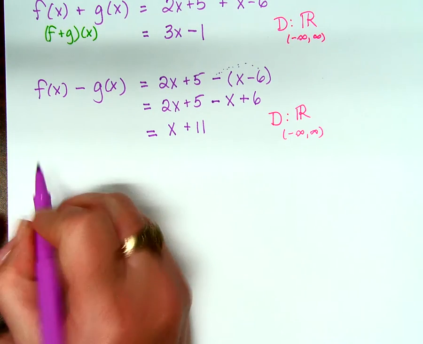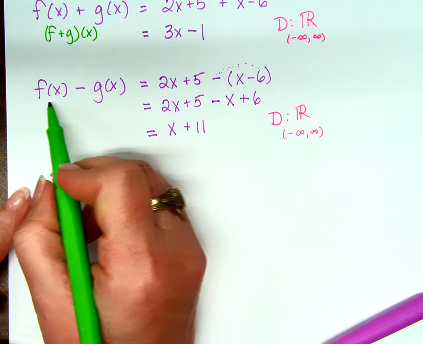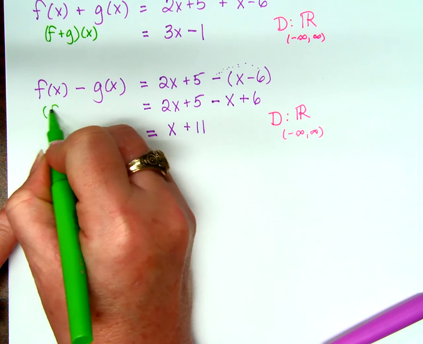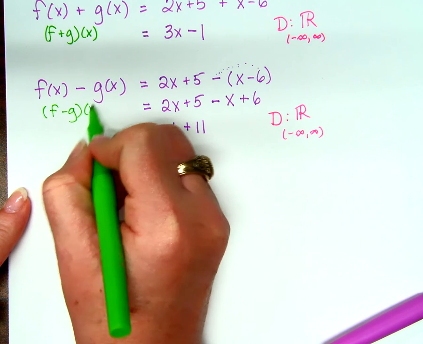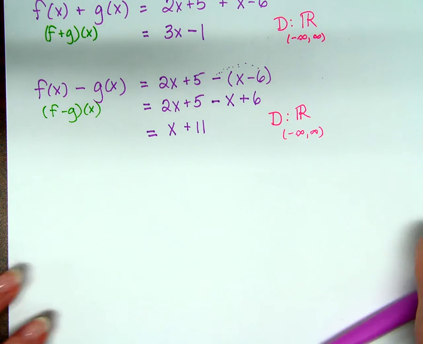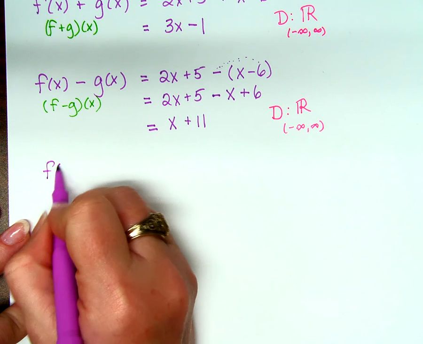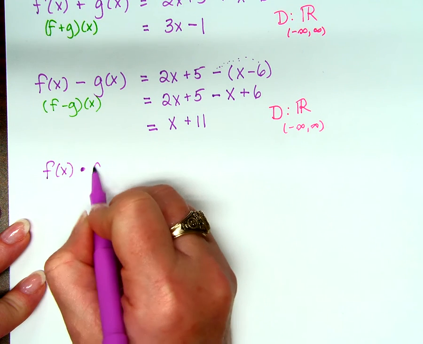Multiply? Okay. Oh, wait. Will this always look exactly like this? What might it look like? f minus g of x. Okay. So now multiply. f of x times g of x.